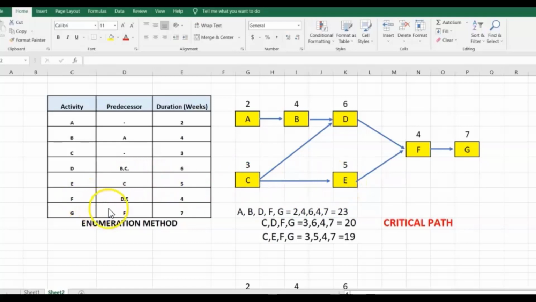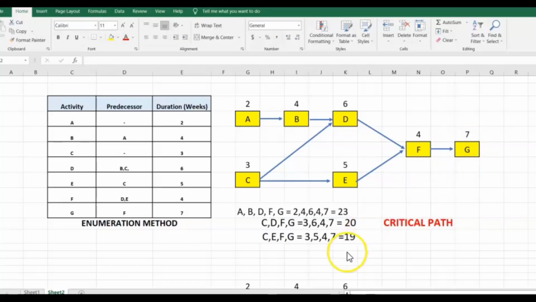Activity F has a predecessor of D and E. So you have to now draw an arrow from D and E to F. And activity G has a predecessor of F. So you have to draw an arrow from F to G, and it's 7.